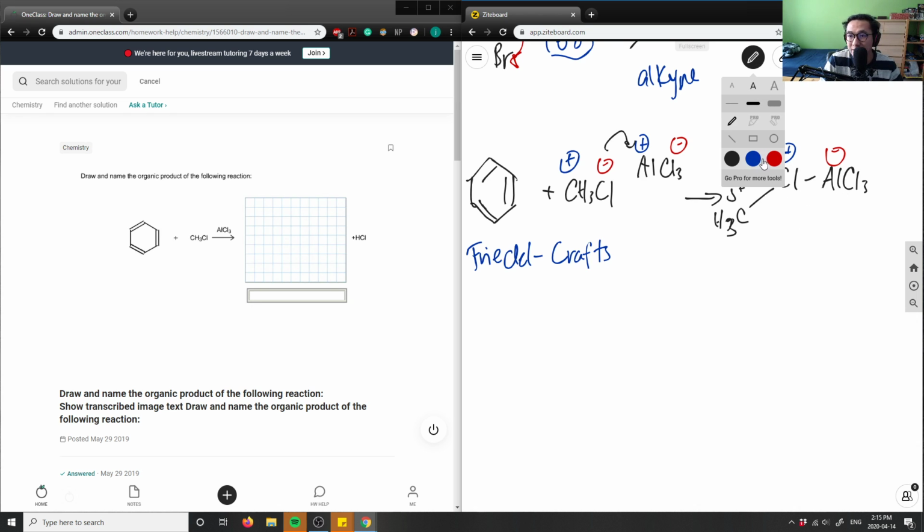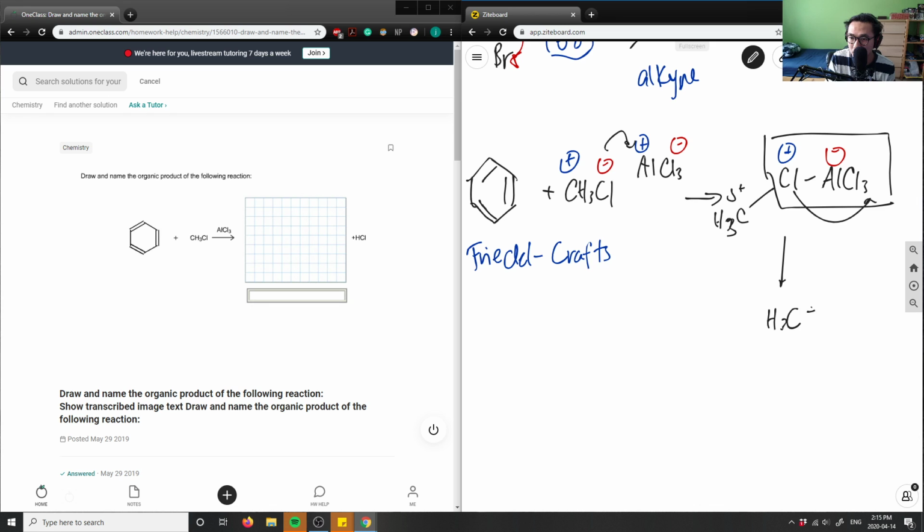So what it means is this is now being activated, right? This chlorine is simply going to leave, and then I create something called a carbocation. Or sorry, this entire thing is going to leave, because you can think of it as AlCl4. This entire compound is going to get kicked out. That's what makes it a good leaving group, which means I get H3C plus here.